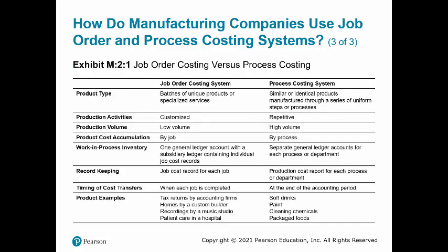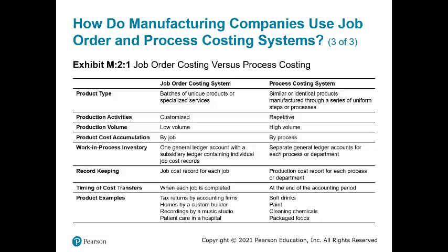This slide compares job order costing and process costing systems. So first of all, we talked about the difference in the types of products. A job order costing system is going to be used when you're manufacturing a batch of something that is unique or specialized, usually according to some customer specifications. A process costing system is going to be used when you're producing very similar or identical products through a series of steps, and there's not going to be differences for different customers.